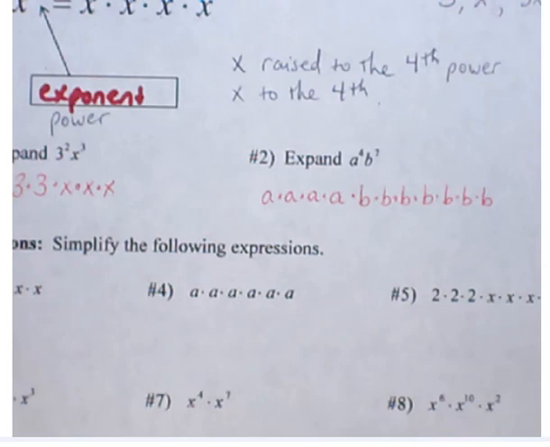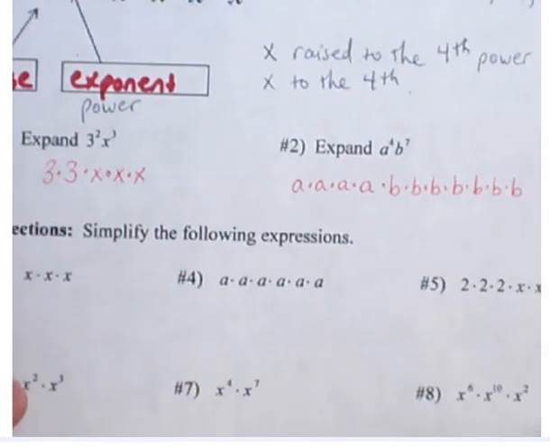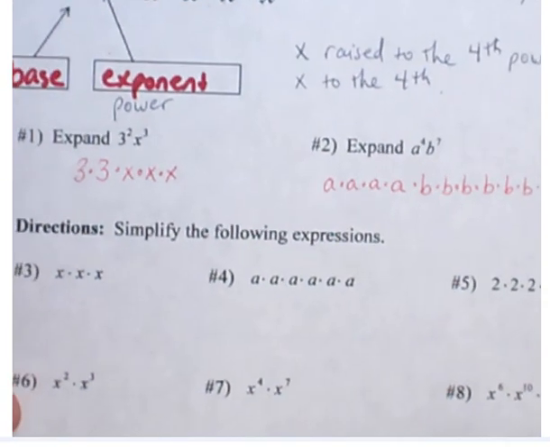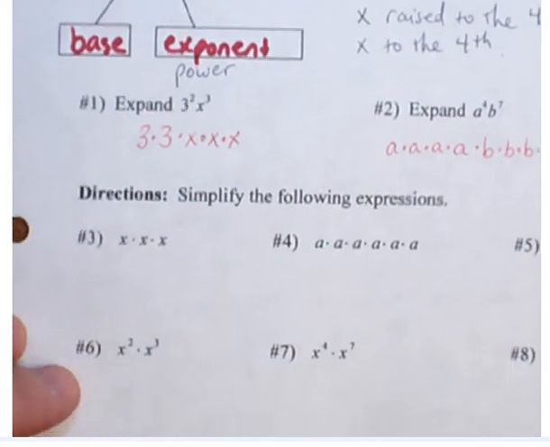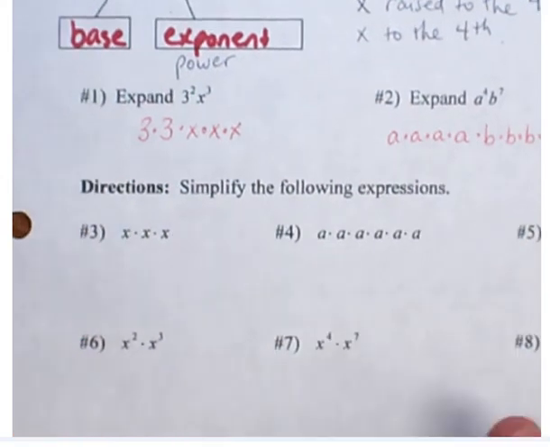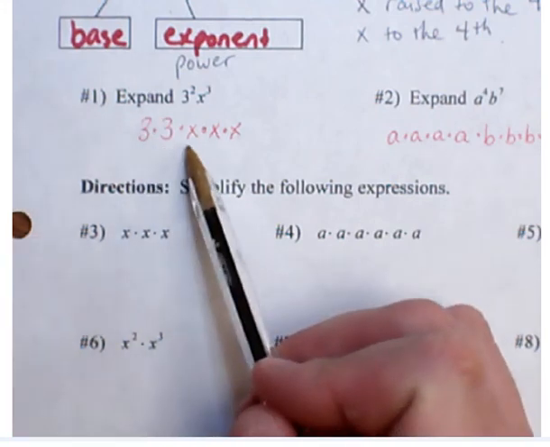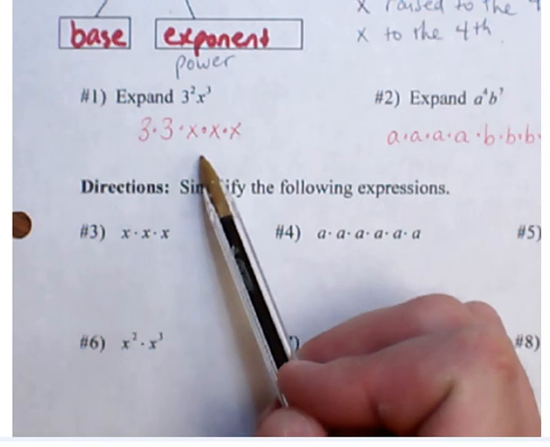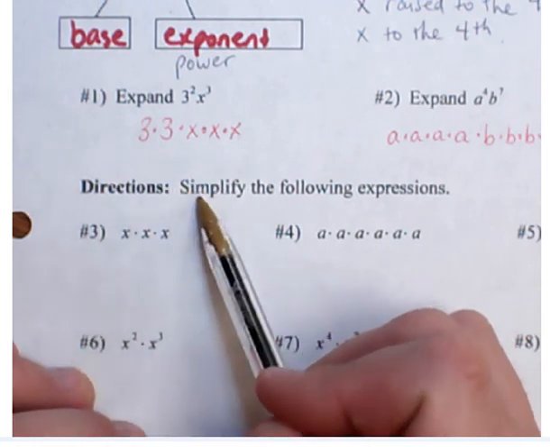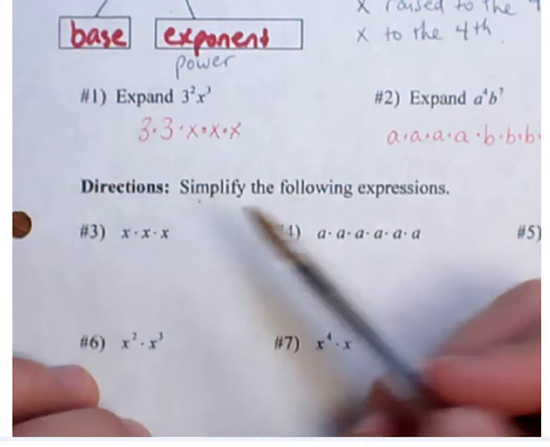You can end up having to write down numbers or all these variables. It'd be nice if there was an easier way to do this. Now, we're going to reverse the process. We're going to simplify the following expressions. When you expand it, you're writing it out, making the expression kind of bigger. When you simplify it, we want to put it together. We want to make it simpler.